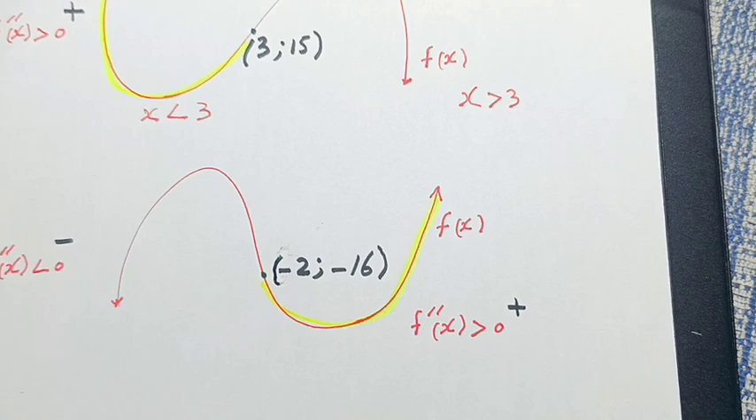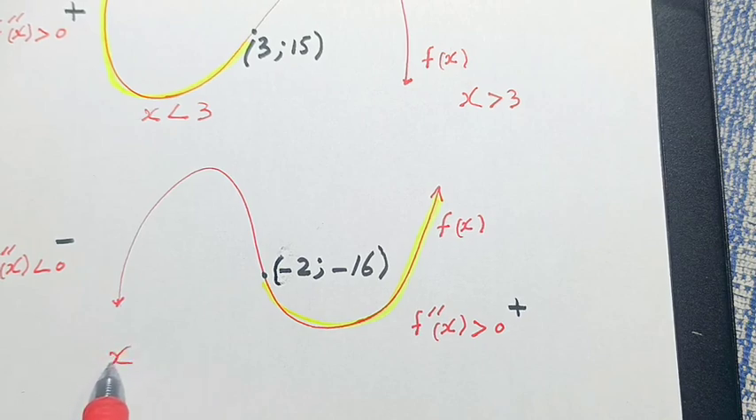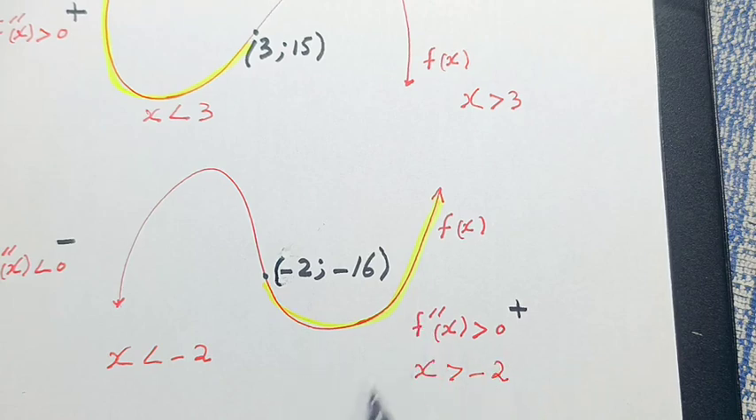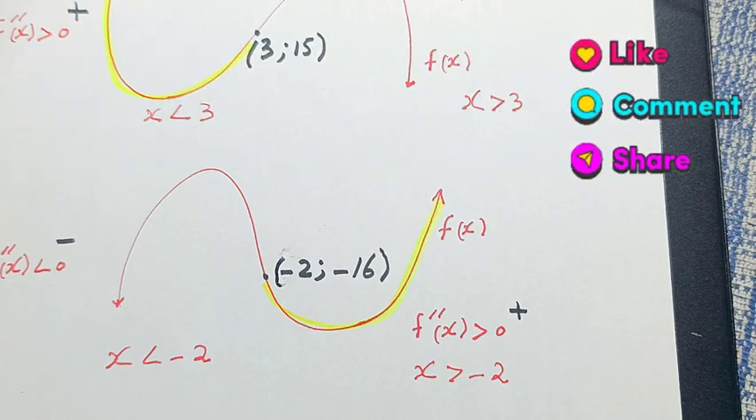Now, if you need to give the answer for which values of x f is concave up and concave down, you're going to write on this side x less than negative 2 concave down, and this side x greater than negative 2 concave up. Second derivative is negative when the graph is concave down. Second derivative is positive when the graph is concave up. This is the graphical interpretation of the graph.